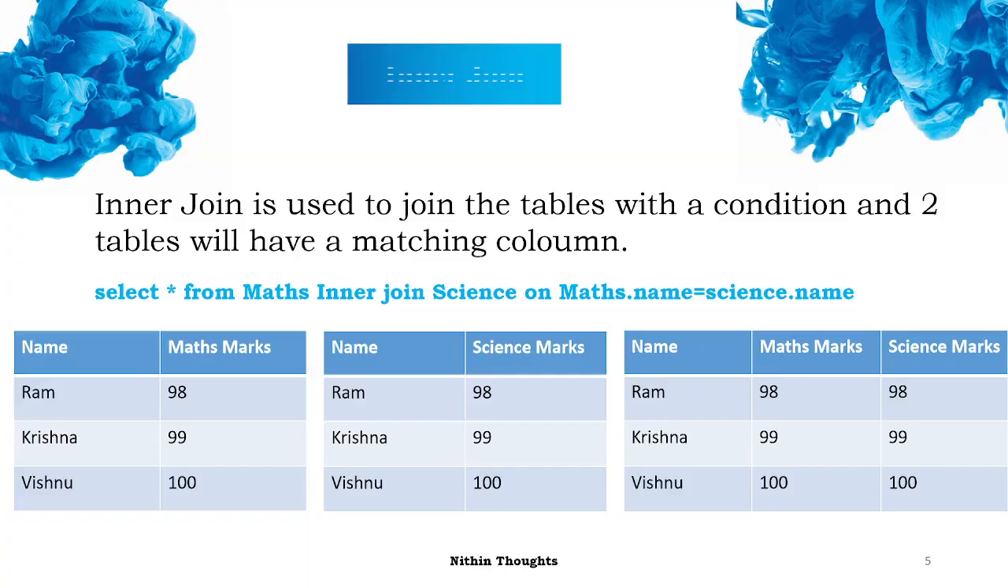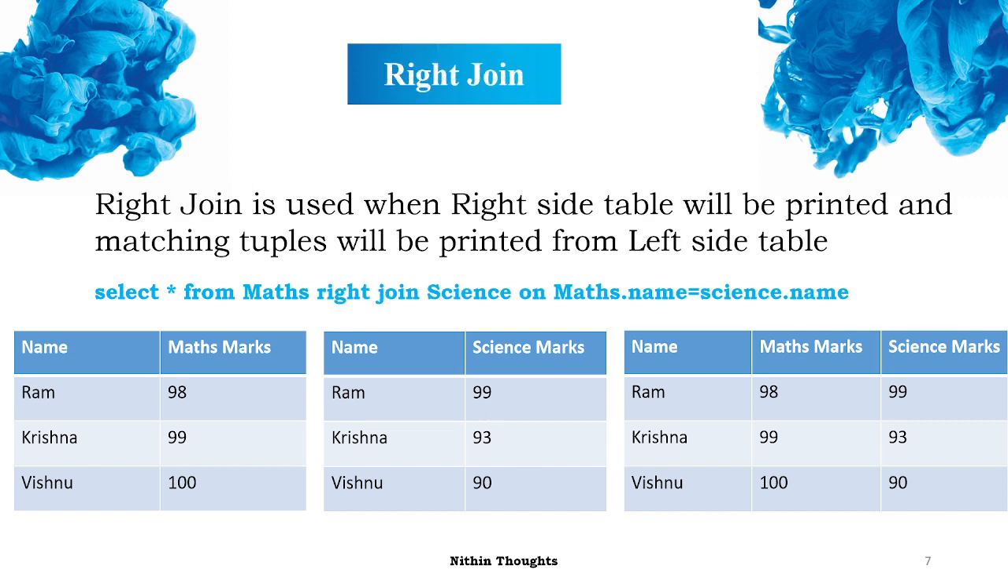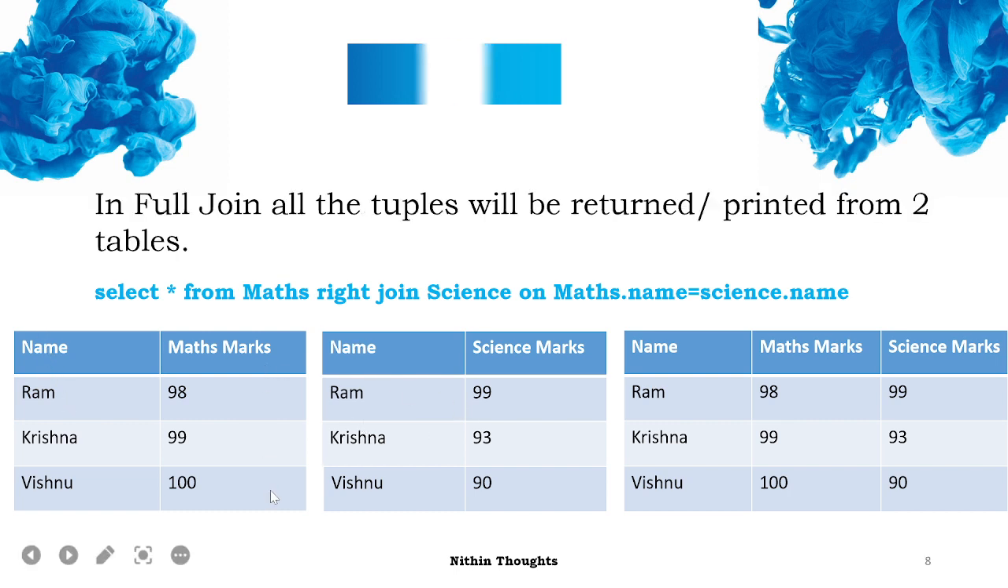I'm repeating once again. In the inner join, only the common tuples will be printed. In the case of left join, for sure the left table will be printed, and the tuples in the right table which match the fields that we mentioned in the condition will be printed. In the right join, for sure the right table will be printed, as well as the data from the left table that satisfies the condition. And for the full join, for sure both tables will be printed. If any column is absent in one of the tables, or any name is not matching with the other table, null will be displayed in that particular field.